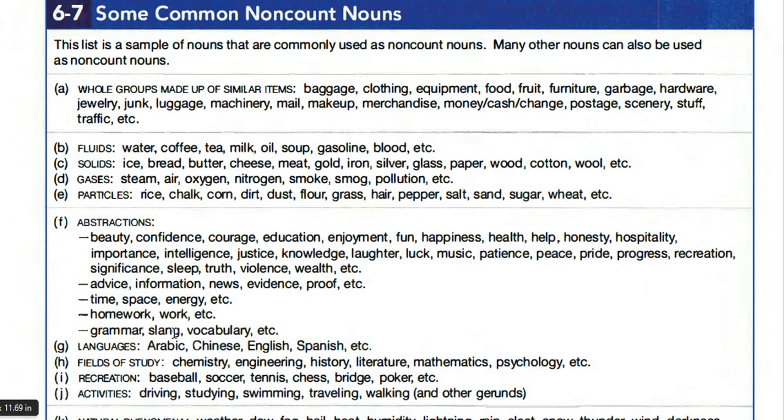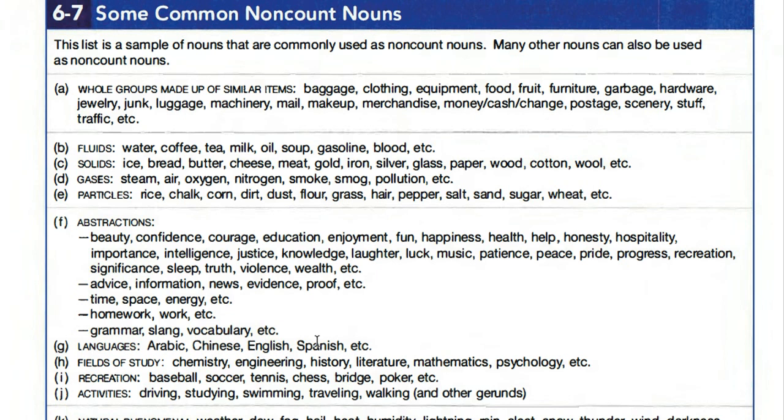We have slang, we have vocabulary, and here languages: Arabic, Chinese, English, Spanish. Here we cannot make them countable. I cannot say Chinese's or Arabic's as countable. So I have to understand that these language words cannot be made countable.